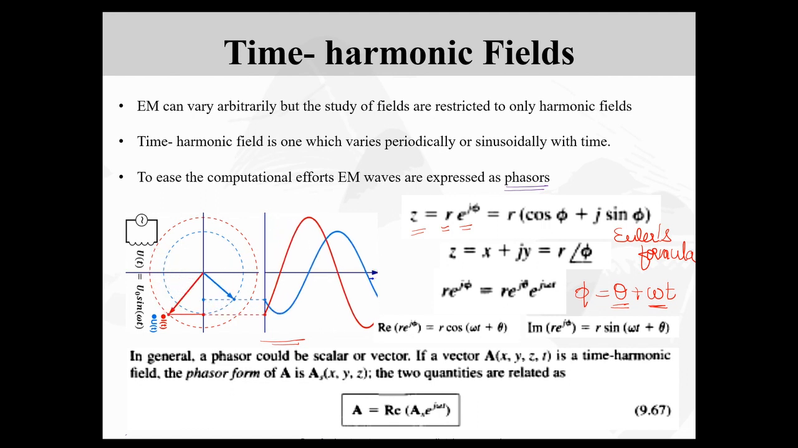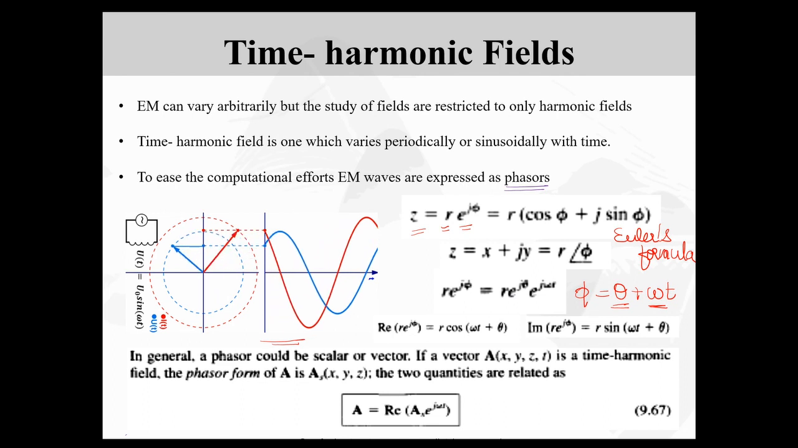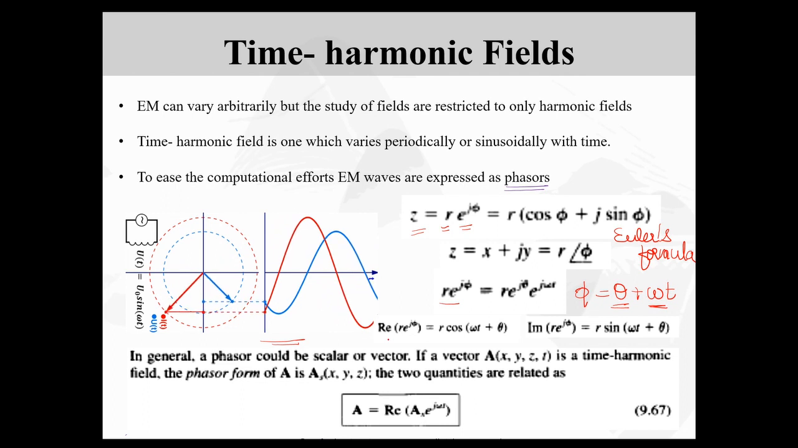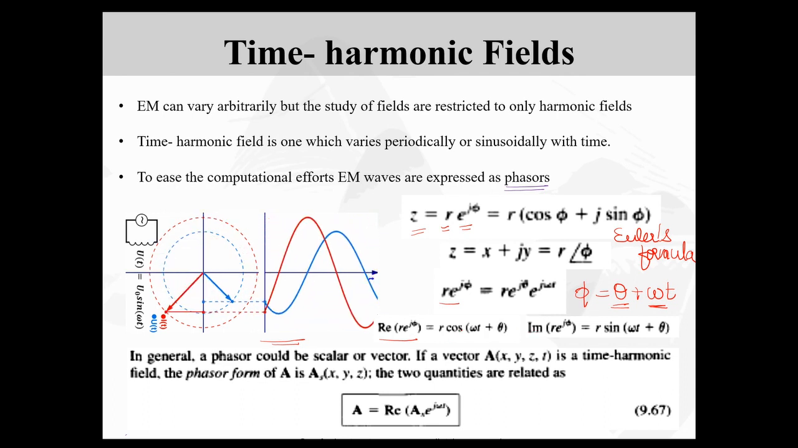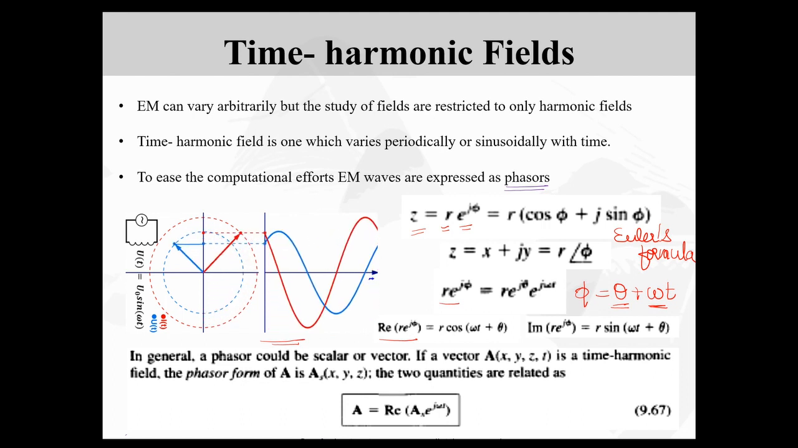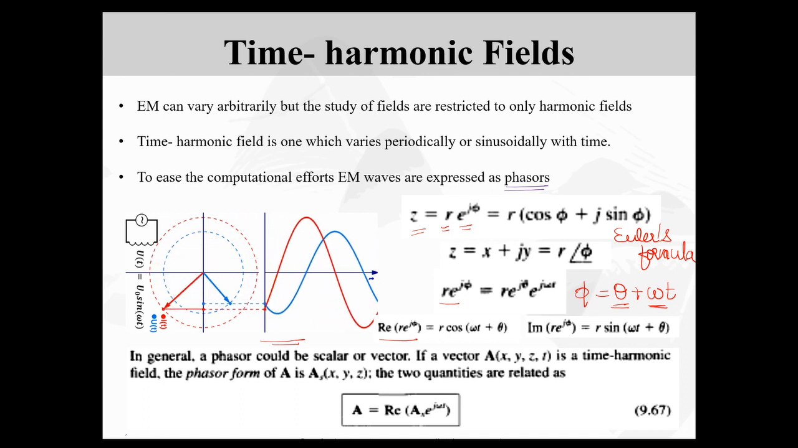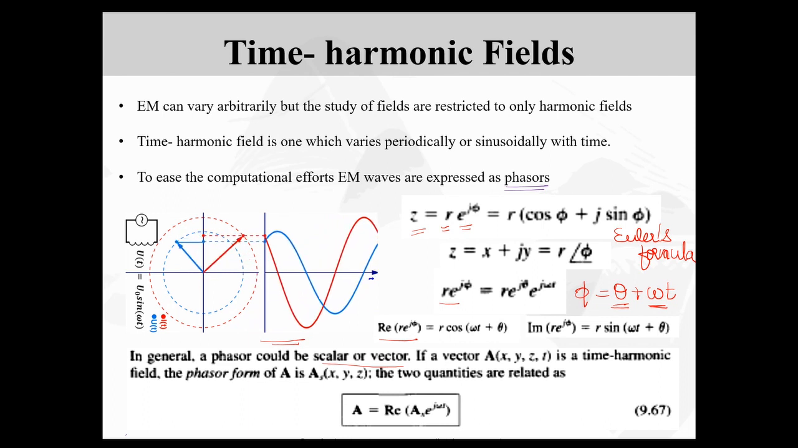This can be further split into the real part and the imaginary part of the complex number. The real part of r into e to the power j phi is r into cos of omega t plus theta, and likewise the imaginary part will be r into sine of the angle omega t plus theta.